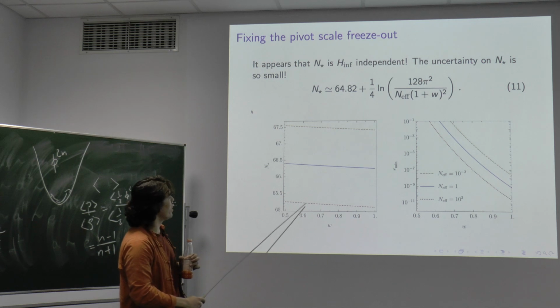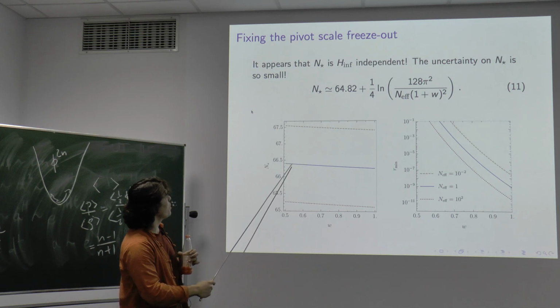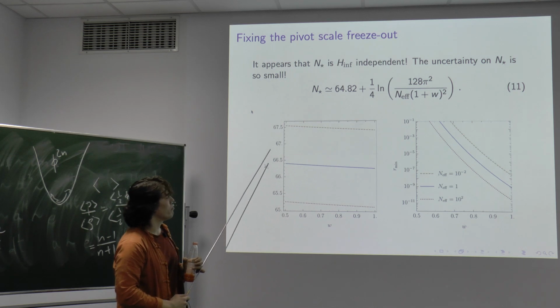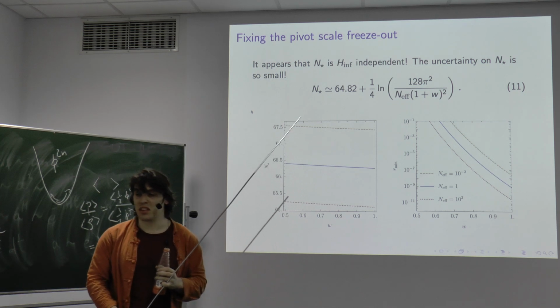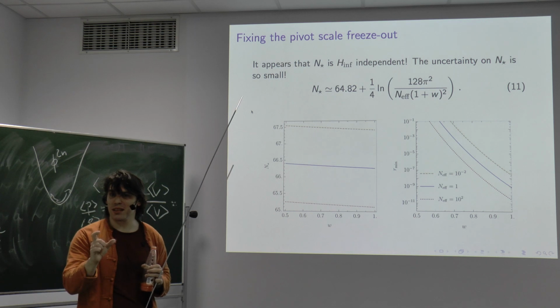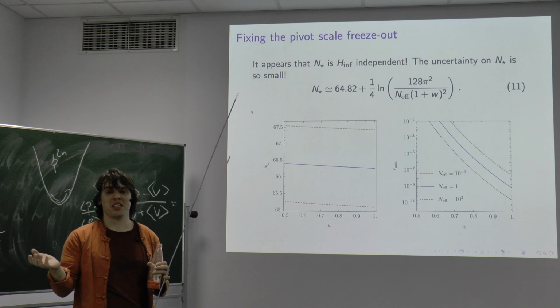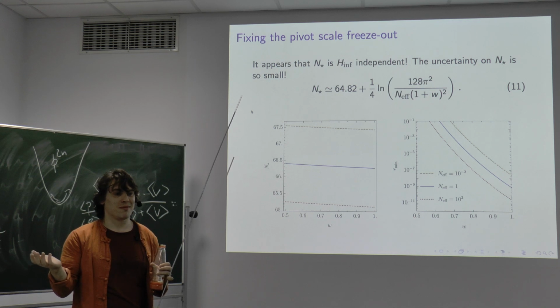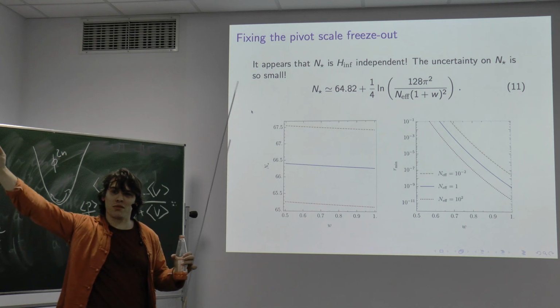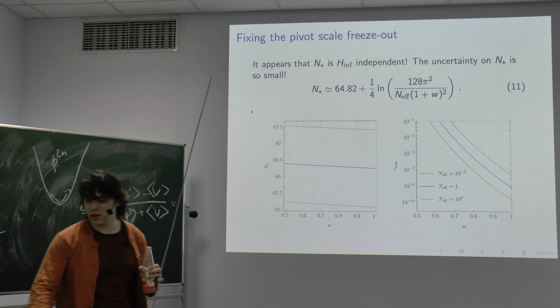And here we plot a few examples of it. So actually you can see it's always around 65, plus minus 1, which is an amazingly tight constraint. Because usually we say, it could be 70, it could be 50. So usually the freedom in there is huge.